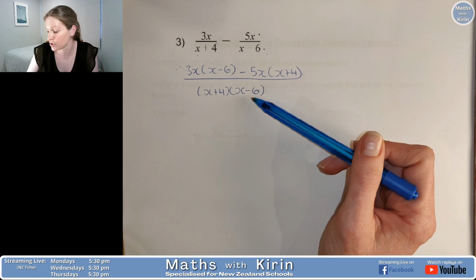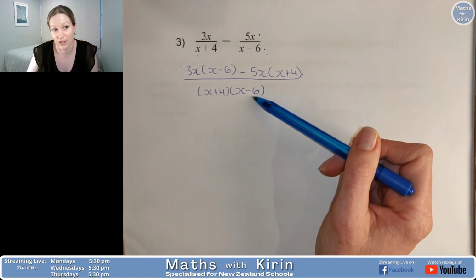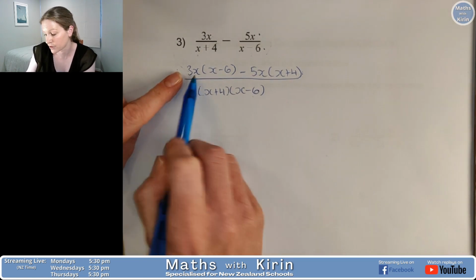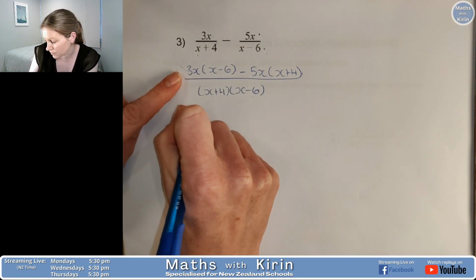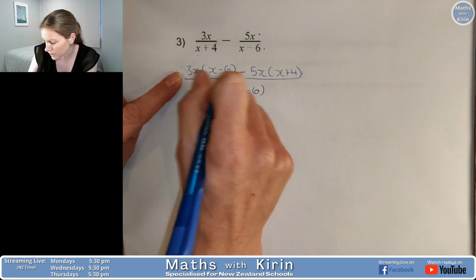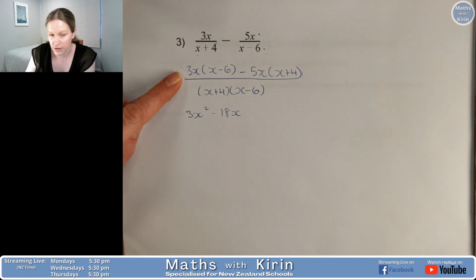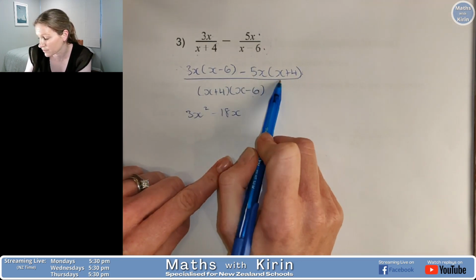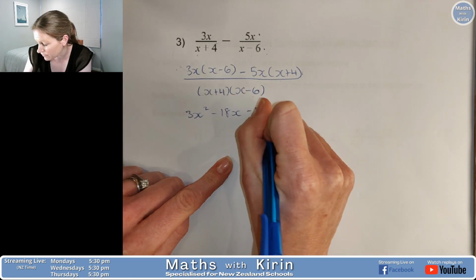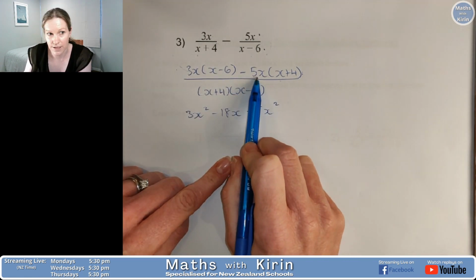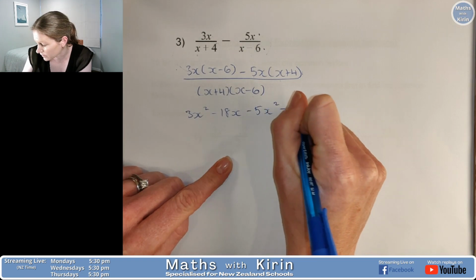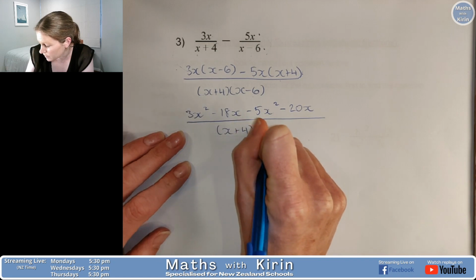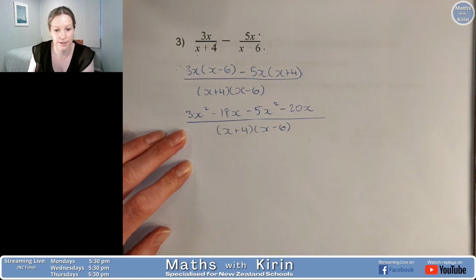So I would resist the temptation to expand the denominator. Let's just do the numerator, simplify it, and then see what we have. So we get 3x times x, which is 3x squared, minus 3x times negative 6, which is negative 18x. Bringing our minus through when we multiply, minus 5x times x is minus 5x squared, and then minus 5x times 4 is minus 20x, and that is still over our common denominator of x plus 4 times x minus 6.